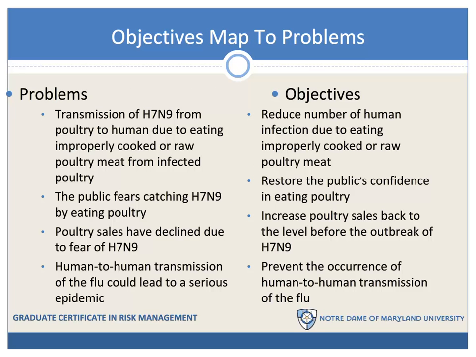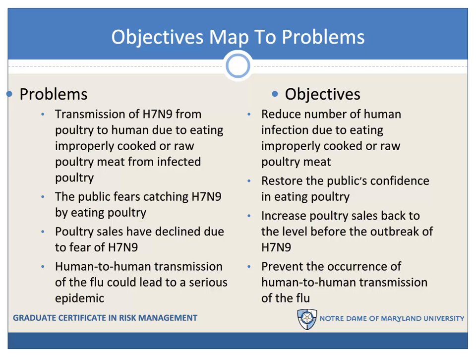You'll recall from the mini lecture on problems and opportunities some work that a class on food safety risk assessment did with me a year or two back. I've reproduced the list of problems that the group came up with on the left, because what I would like you to see is that in a good risk management process, every problem maps into an objective. So for example, transmission of H7N9 from poultry to humans due to eating improperly cooked or raw poultry meat from infected poultry. That's a problem. What would success look like?